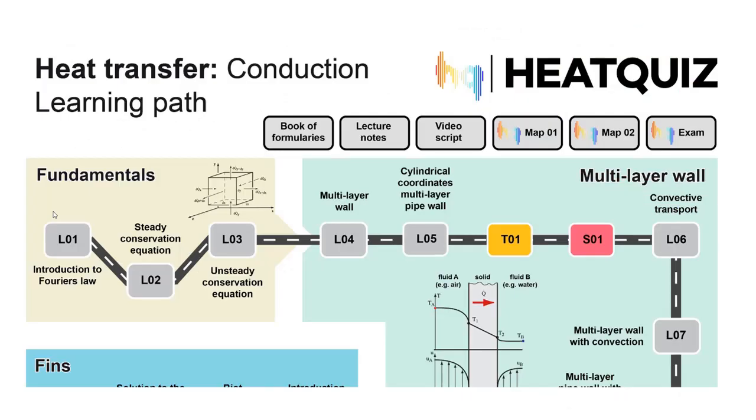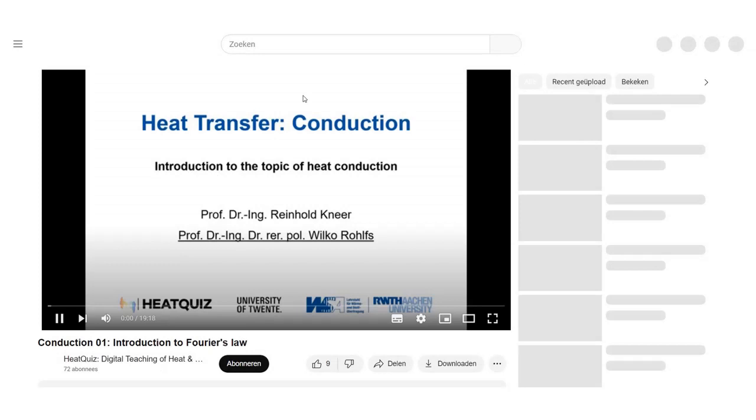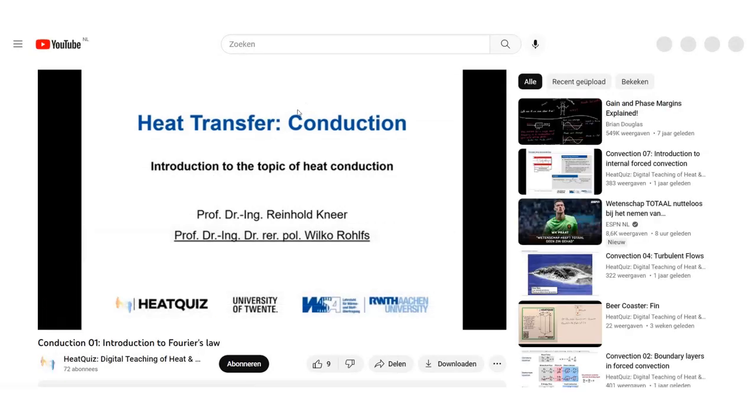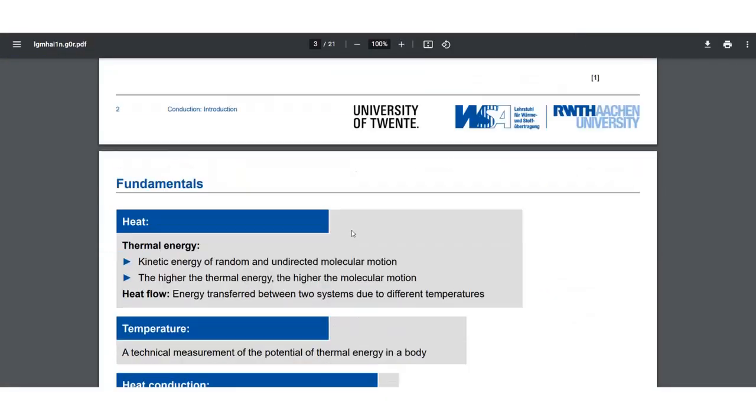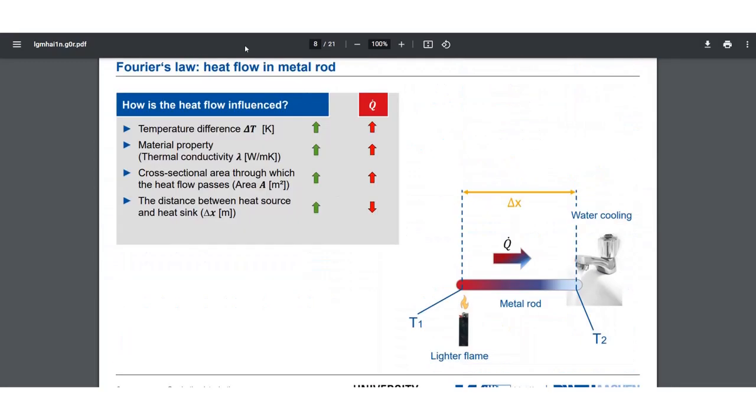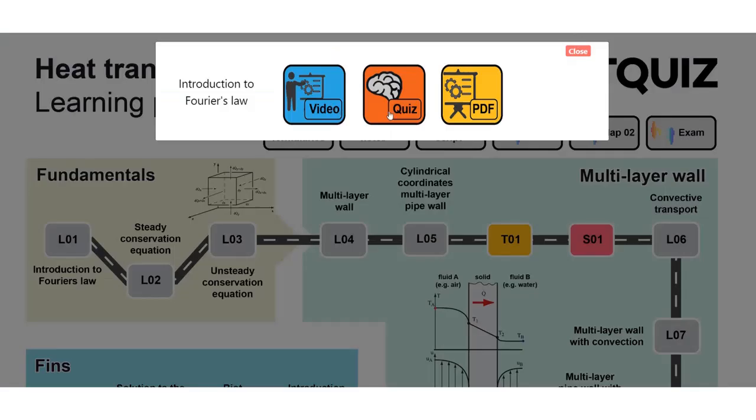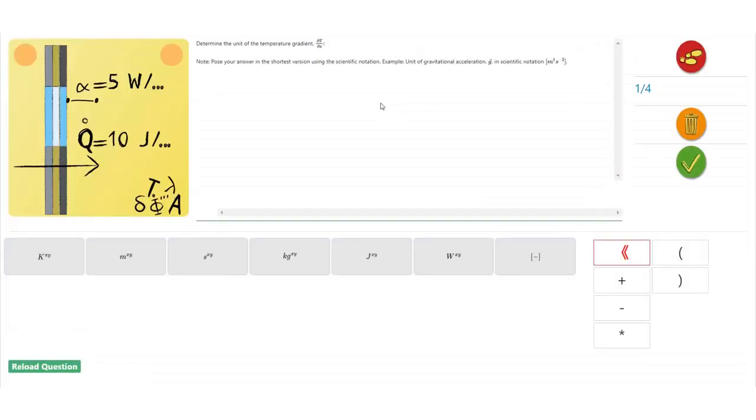So here we have the learning path for conduction, and each gray block targets a specific relevant topic, which helps to understand the concepts of conduction. Taking the first block as an example, it gives an introduction to Fourier's law, and attached to this element, you get to find a video lecture about this topic. Furthermore, a PDF file of the lecture slides is available, so you can go through them after watching the lectures. And lastly, a short quiz is present to test your understanding of the topic. In these quizzes, different types of game modes are available, which will be explained in a second.